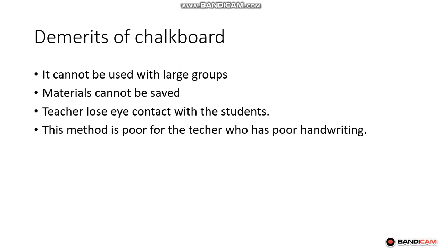Teacher loses eye contact with the students. How the teacher loses eye contact is that sometimes, for mathematical problems or teaching something, the teacher may be speaking facing towards the blackboard. So at that time the students' concentration will be lost and students may get distracted.